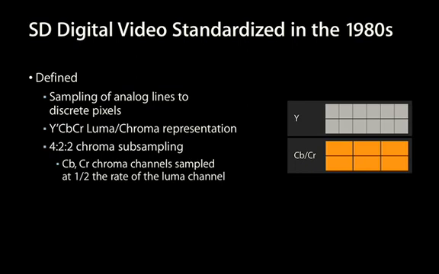So moving forward quite a bit to the 1980s, we have what some of you may be aware of is the Rec. 601 standard. And that was pretty much interested in taking the analog video lines and just chopping them into individual pixels. It also talks about the YCbCr color space, where Y represents luma. That's what I have as the gray boxes on the slide. And Cb and Cr are the two chroma channels. And you can see here a representation of the 4:2:2 chroma subsampling, that for each line of luma information, you have half as much chroma information.